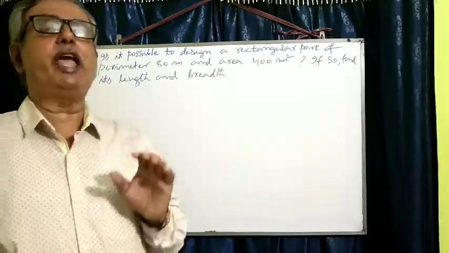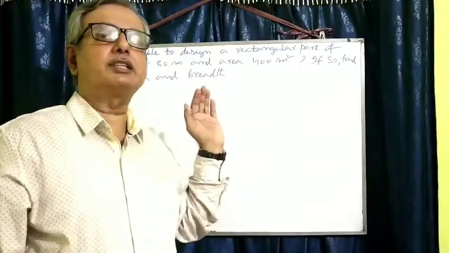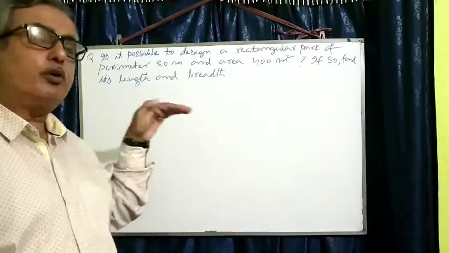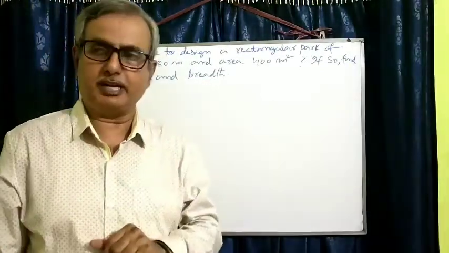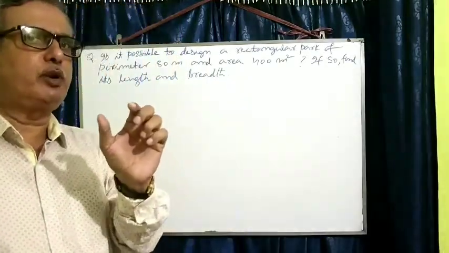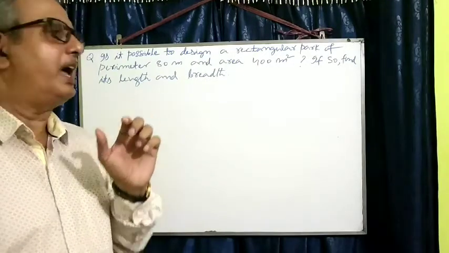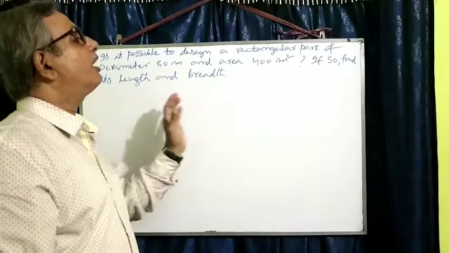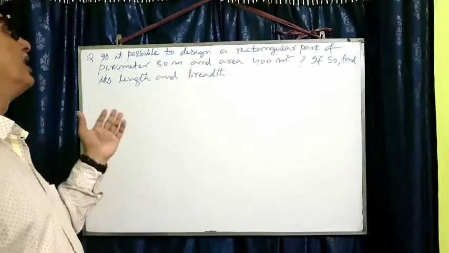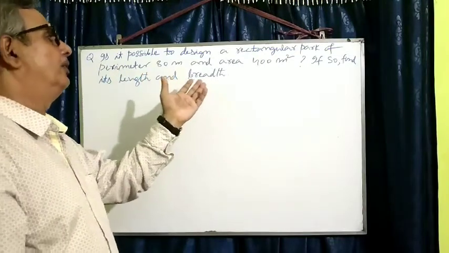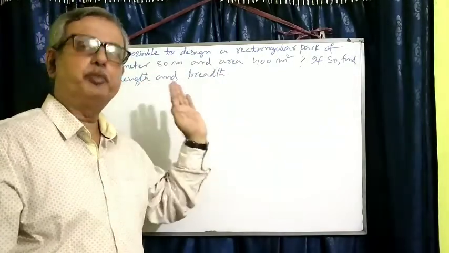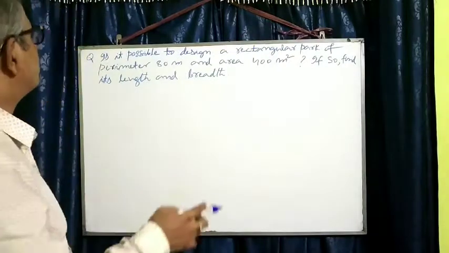First of all, we have to translate this question, because it is given in words, into an equation, a quadratic equation. Find the discriminant. From the discriminant, you will come to know whether you can find out length and breadth. If you are able to find out length and breadth, that means you can design a park of 400 meter square area and 80 meter perimeter. So you suppose like that.